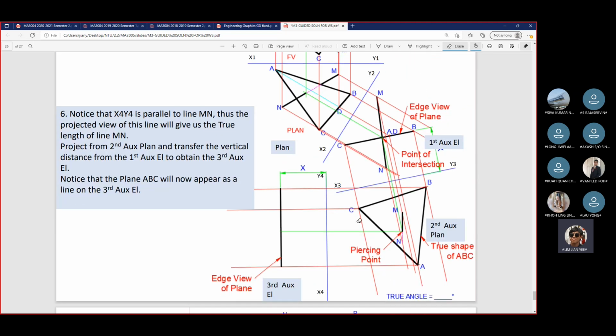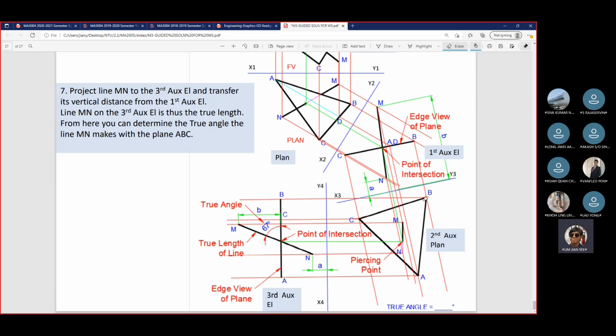Okay, now to find the true angle. The true angle, MN. You'll find out that Y4 and X4 is parallel to M and N. So remember, reflect the line MN off Y4, X4, and you'll get the true length. This is the true length.